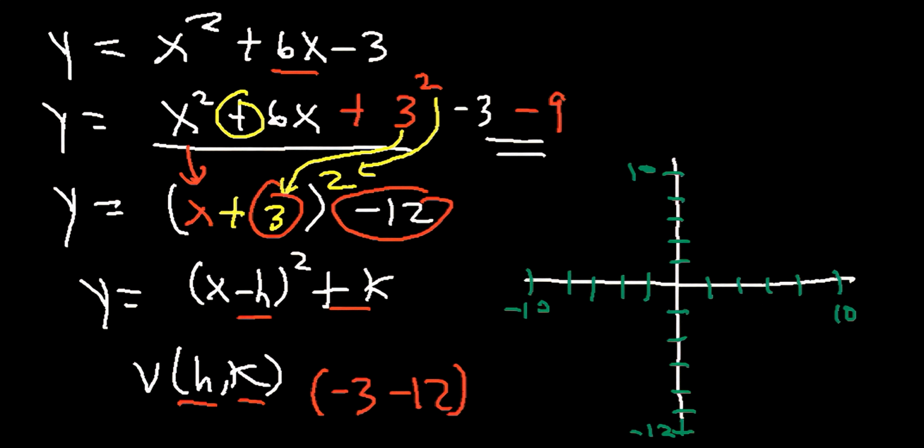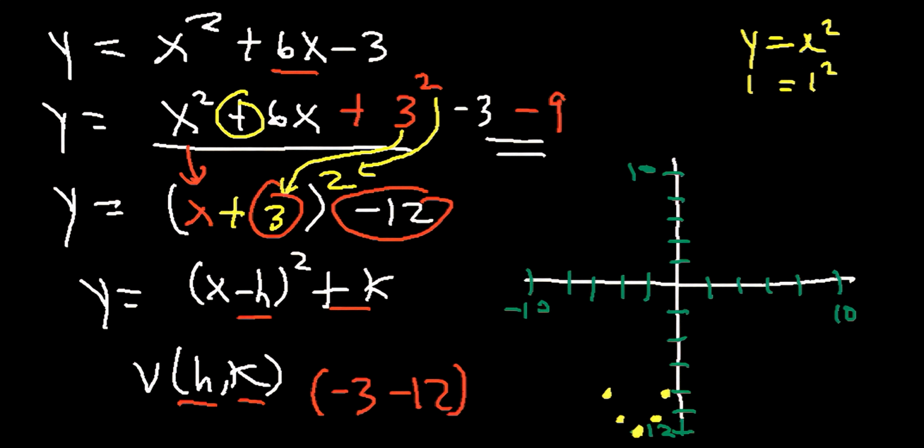So we have the point negative 3, negative 12, which is somewhere in this region. And since 1 squared equals 1, as you move 1 to the right, go up 1. So that's going to be somewhere over here at negative 2, negative 11. 1 to the right, up 1. And then as you go 2 to the right, you need to go up 4. So from negative 12, it's going to be at negative 8. And then 2 to the right, up 4.